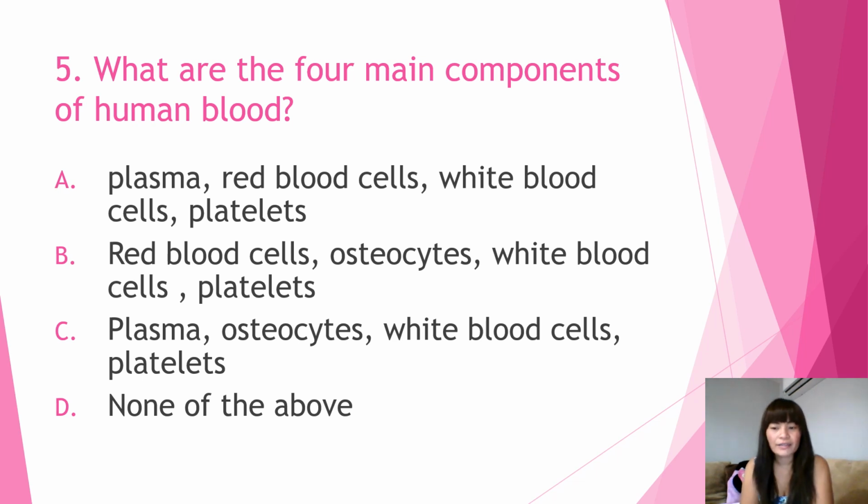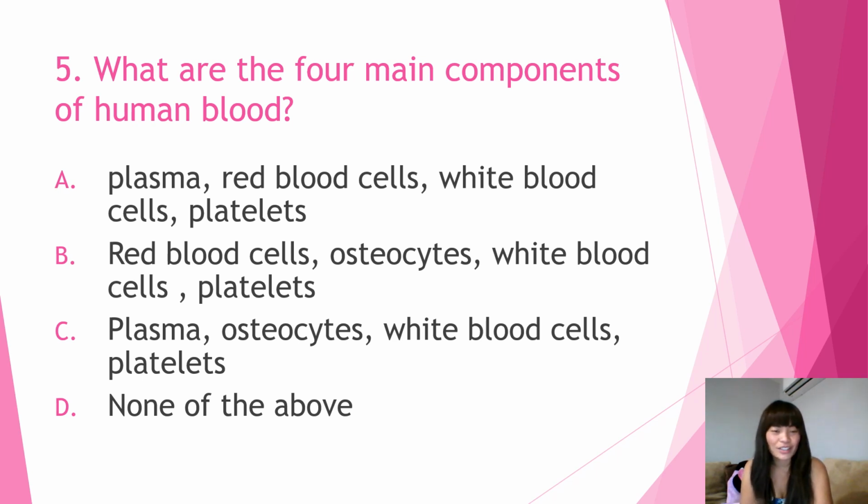Number 5, what are the four main components of human blood? A. Plasma, red blood cells, white blood cells, and platelets. B. Red blood cells, osteocytes, white blood cells, and platelets. C. Plasma, osteocytes, white blood cells, and platelets. Or letter D, none of the above. So letter D is obviously not the answer, right?